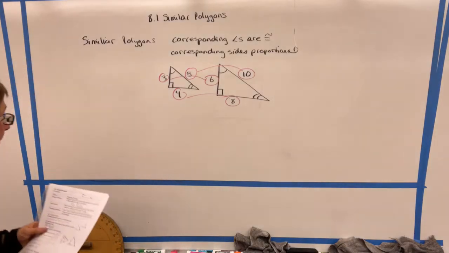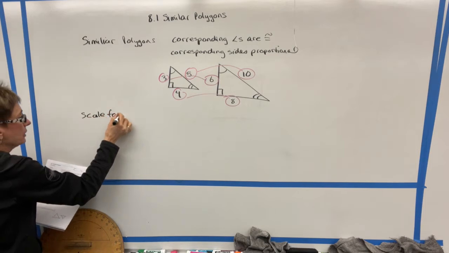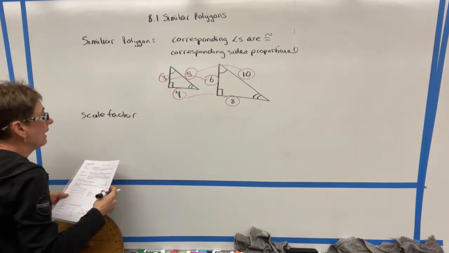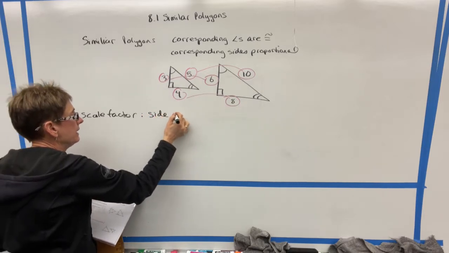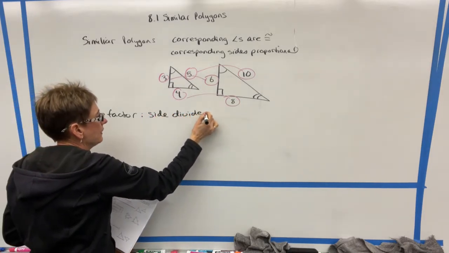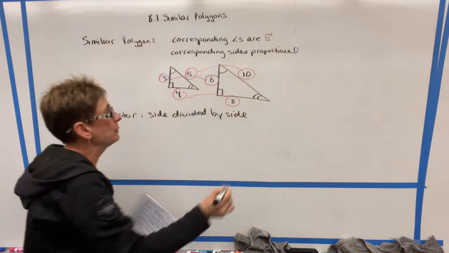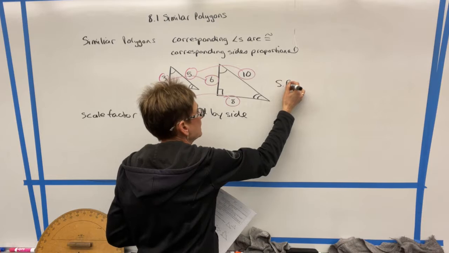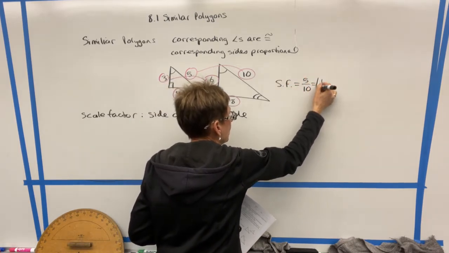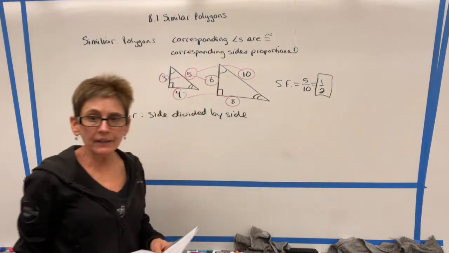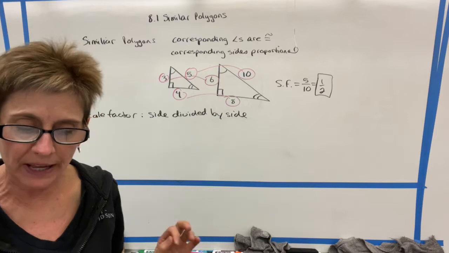Now, let's write down the definition for scale factor. Scale factor is basically side divided by side. So in the example that we just did, we could say that the scale factor is, for example, 5/10, which reduces down to 1/2. Whenever we do side divided by side, we do reduce that fraction all of the way.